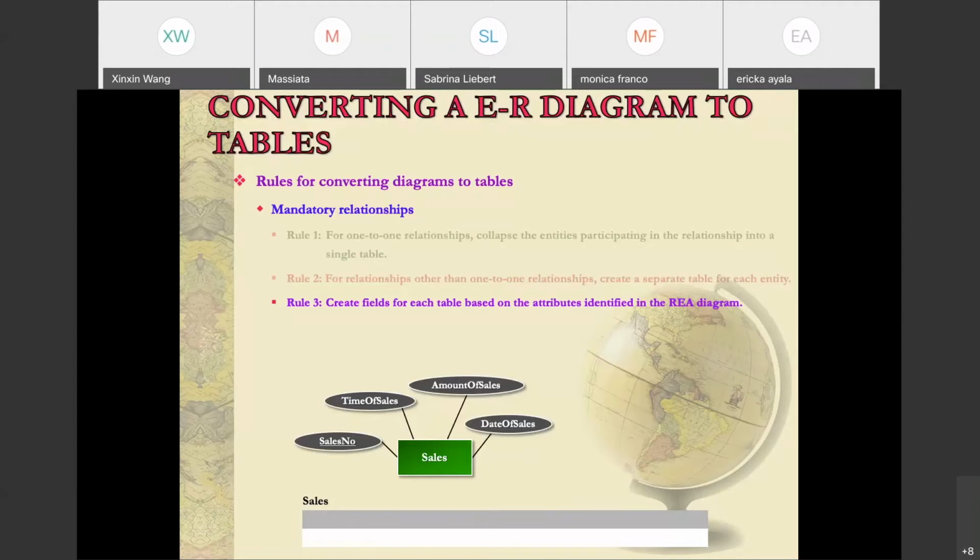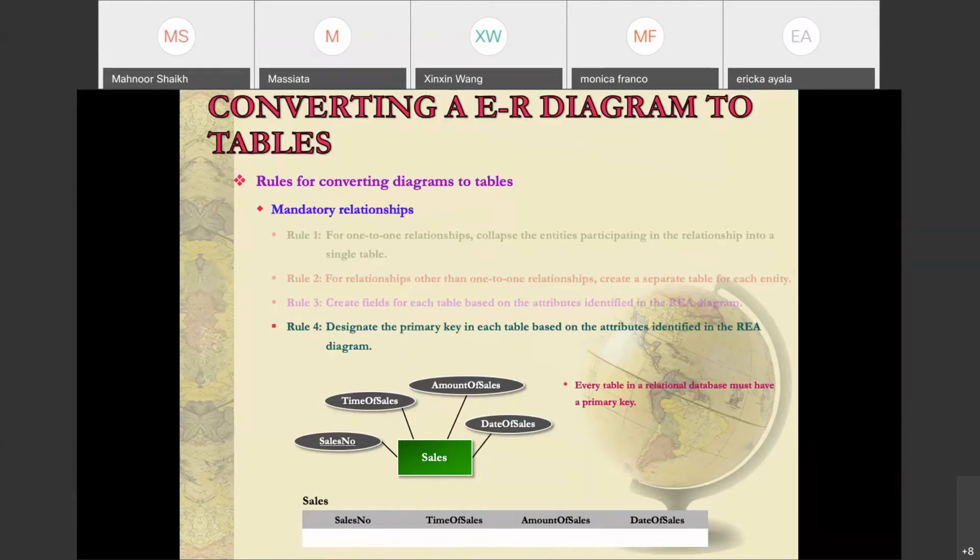Anybody? Yes, go ahead. Okay. What are them? Sales number, time of sale, amount of sale, and then date of sales. Yeah. So these become the fields of the table, right? So rule number 4: designate the primary key in each table based on the attribute identified in the REA diagram. Every table in the relational database must have a primary key, and the primary key is sales number. Yes. Good.